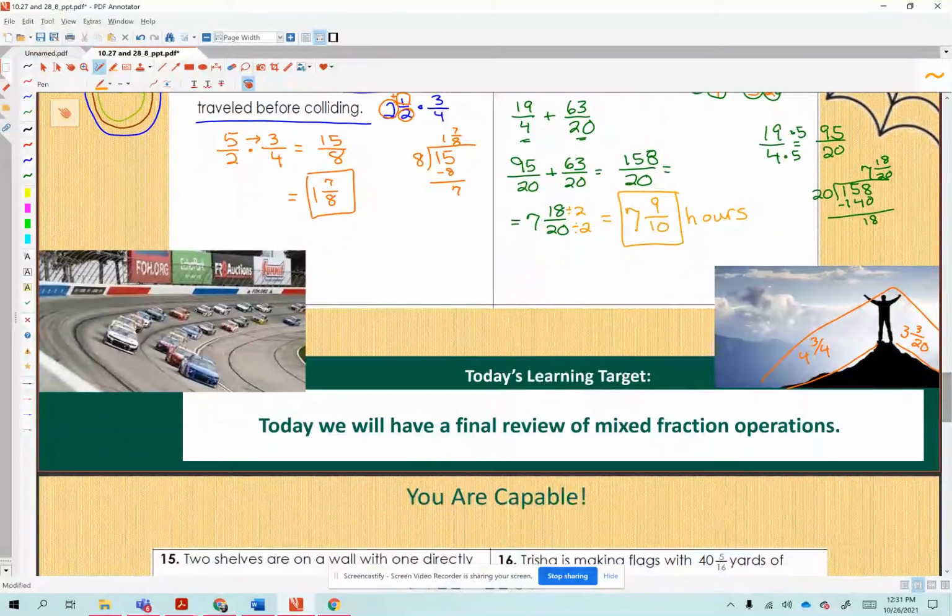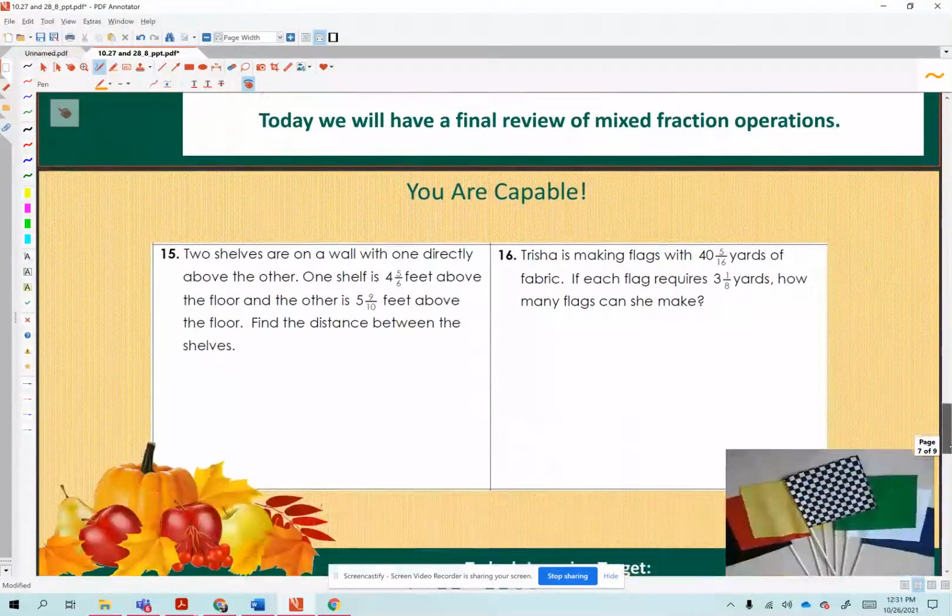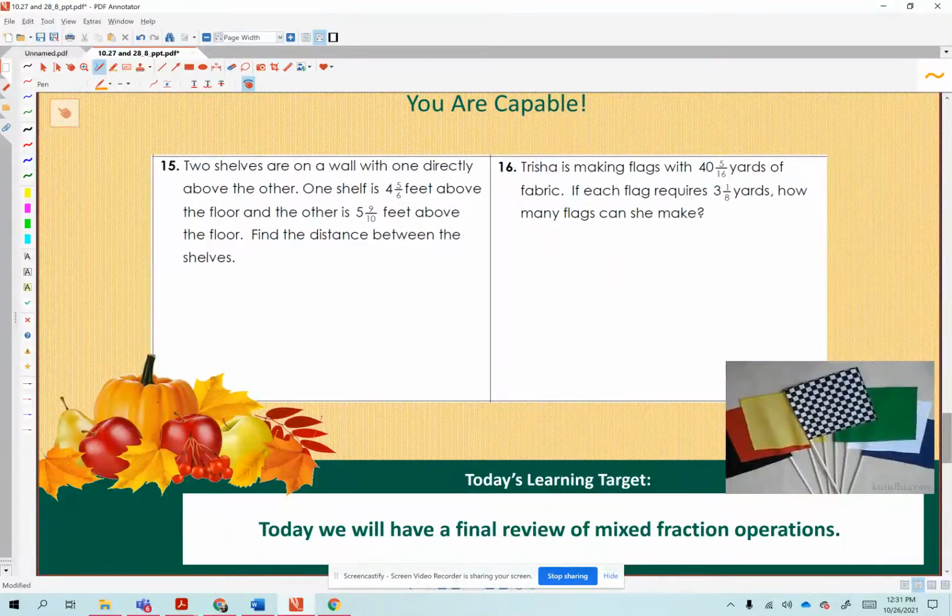Okay, let's look at the next set. We have something about constructing shelves on a wall and a problem about making flags. So 2 shelves are on a wall with one directly above the other. So we have 2 shelves. Here's the first shelf and the second shelf. One shelf is 4 and 5/6 feet above the floor. Okay, 4 and 5/6 feet above the floor. The second shelf, the other shelf, is 5 and 9/10 feet above the floor.